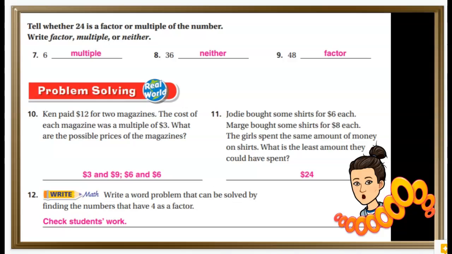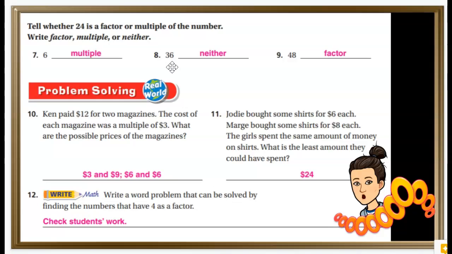Let's take a look at number 8. Tell whether 24 is a factor or multiple of the number. We can write factor, multiple, or neither. So let's take a look at 36. 24 is our given number. So when we look for our multiples, we will go up by 24s. 24, 48, and so on. I do not see 36 in my multiples because it went straight from 24 to 48. So 36 is not a multiple.